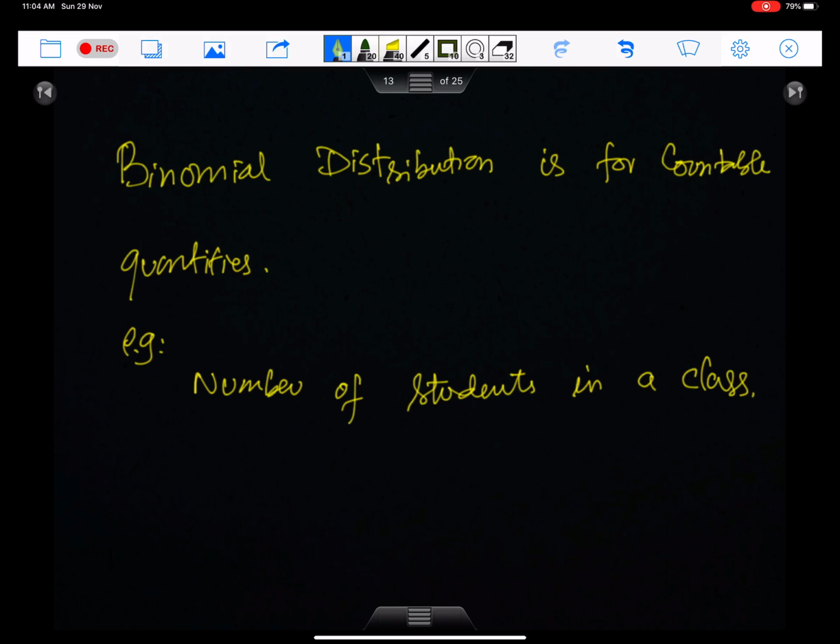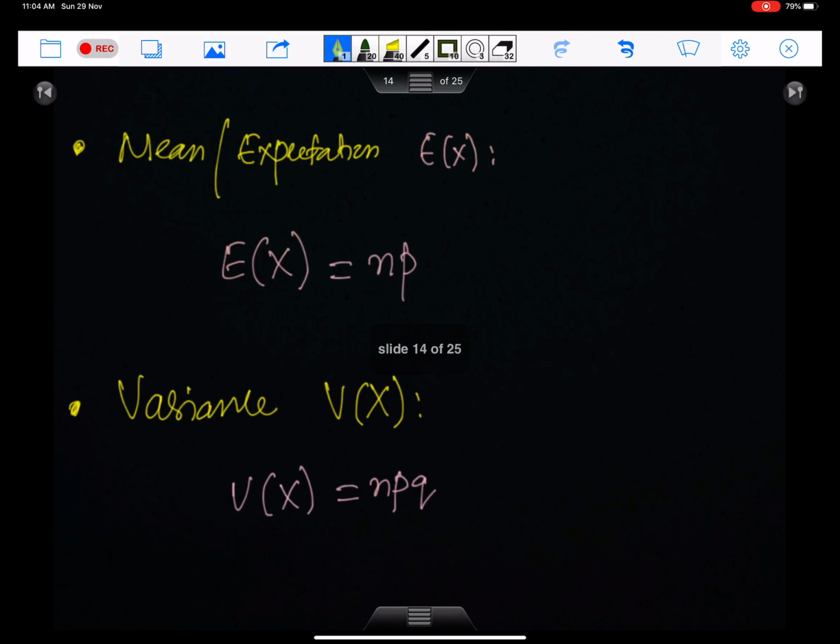Binomial distribution is for countable quantities, like the number of students in a class. The mean of binomial distribution: this is the formula of the mean of binomial. It's np.